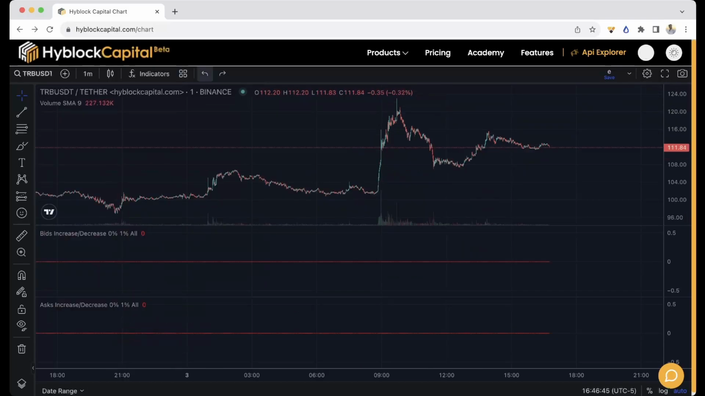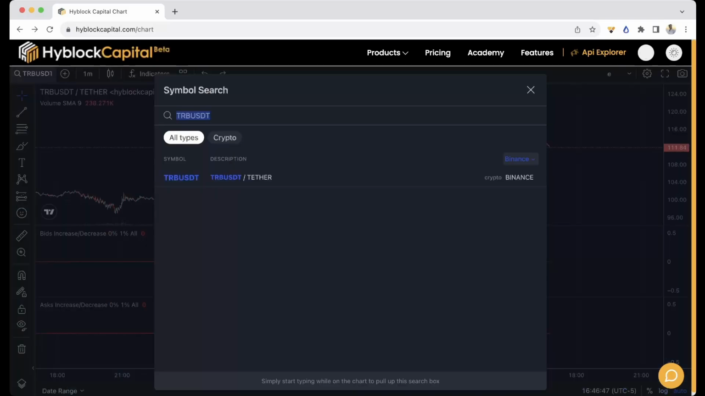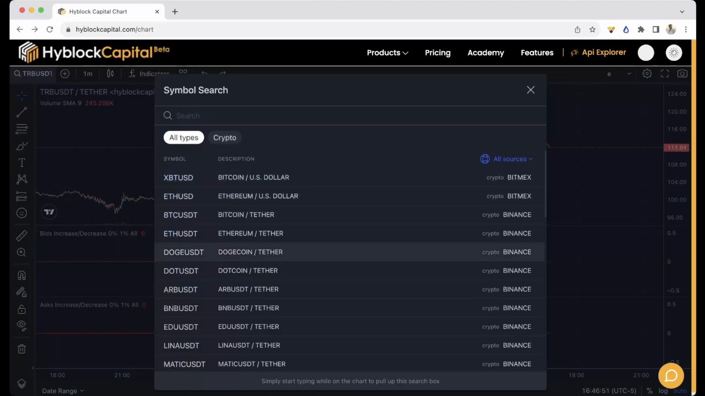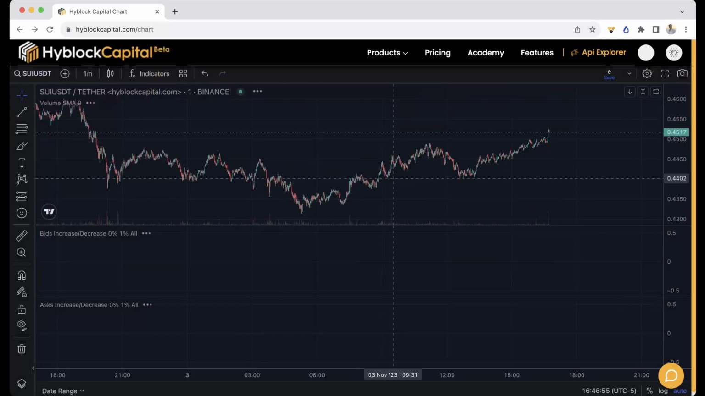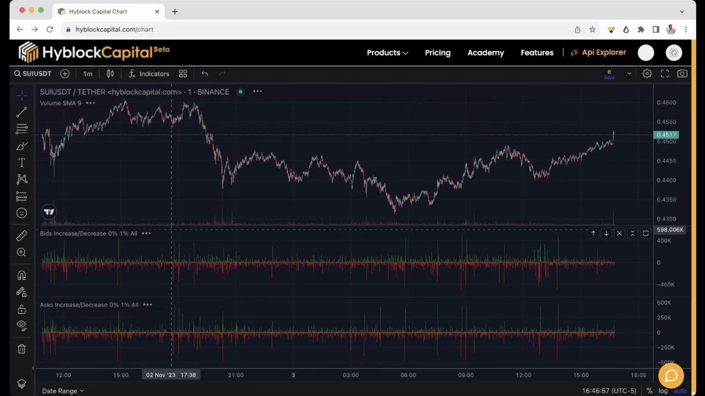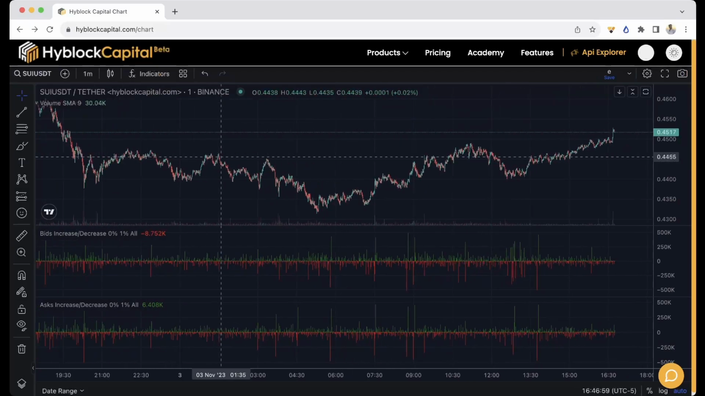Oh, so it looks like they just don't have... I think I have to do something like this. And I just don't think that they have data for that. That's fine, though. We can look at SUI. Why not? Perfect. So here's the data. I can look at the 1%. I can look at the quote.